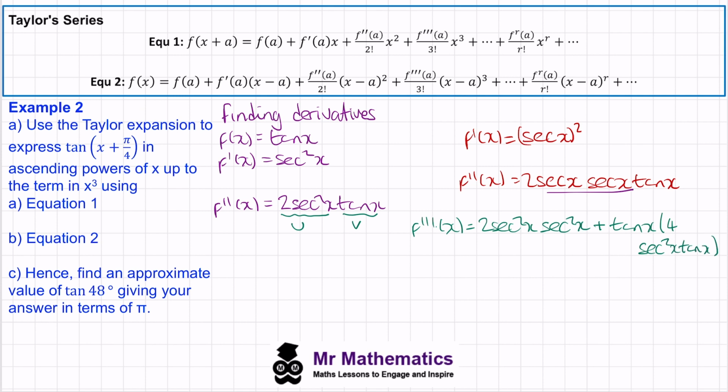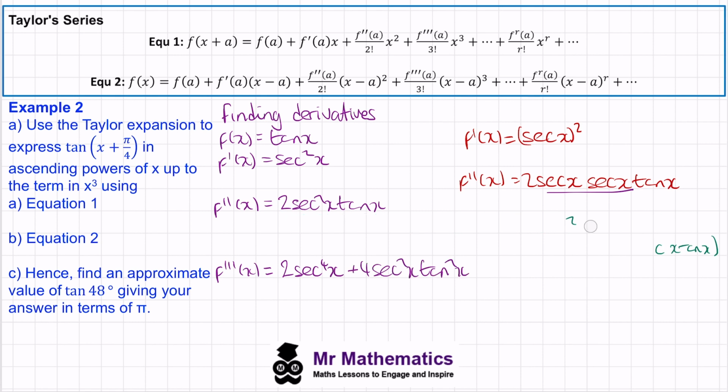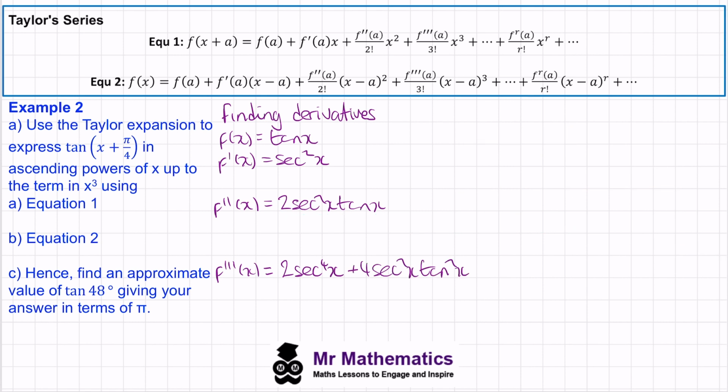We can tidy this up, so f triple dash of x becomes 2 sec to the 4x plus 4 sec squared x tan squared x. So I'm just going to delete all of this working out so we've got space. Okay, so we've worked out our derivatives. Now we need to center it on pi over 4. So we'll say a is pi over 4.